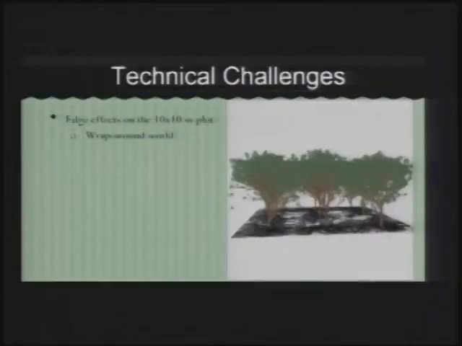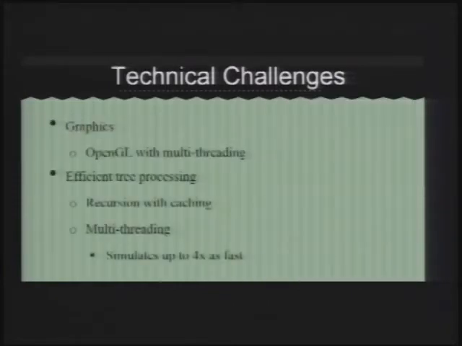So what we did is we implemented a wraparound world using modular arithmetic. As you can see in the picture, when a branch goes off one side of the world, it will come in on the other side. This essentially allows us to model a small plot within an infinite forest, which is very useful in the applications we'll talk about later. The next technical challenge was graphics and efficient tree processing.